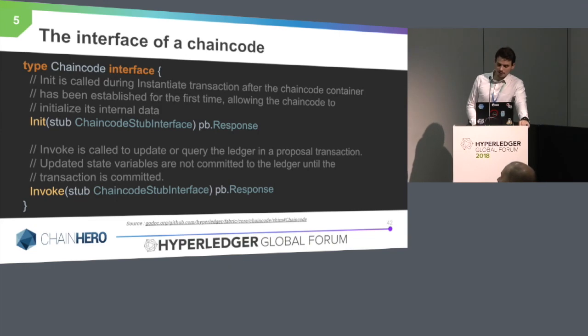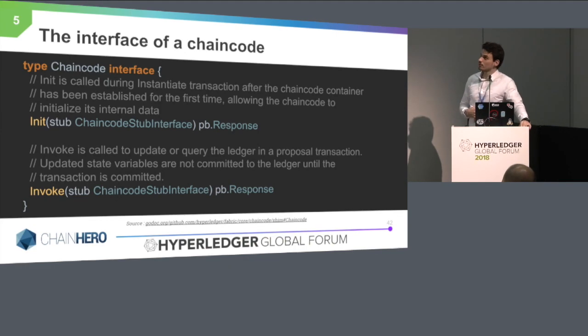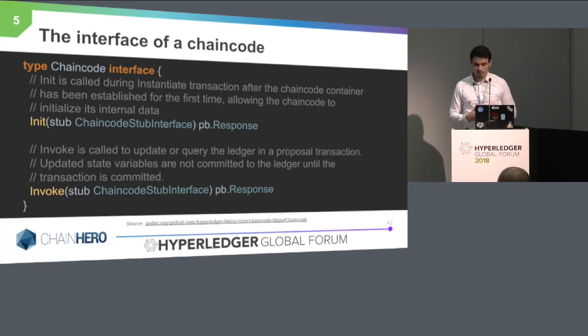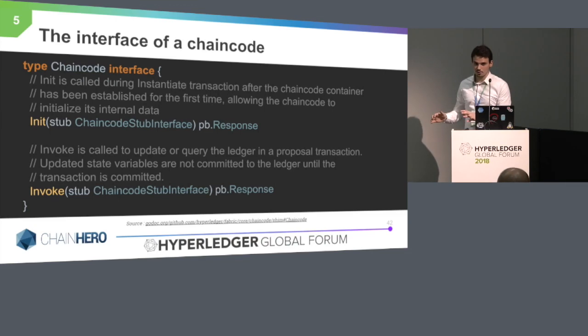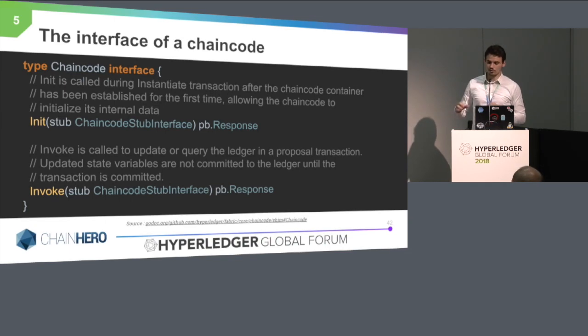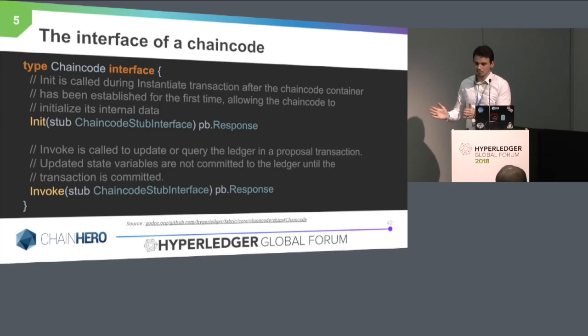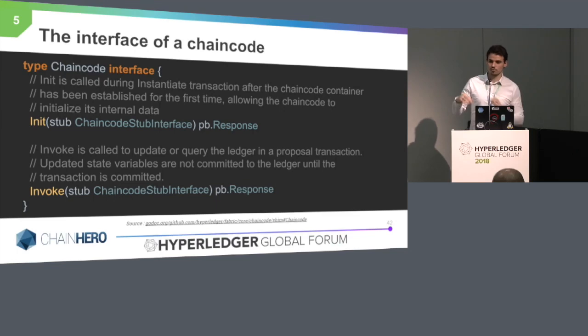You need to follow this interface for the chain code. There are two functions. The init function is called only once. When you deploy the chain code on the network, you first install the chain code on every peer, and then you ask the network to instantiate the chain code. So you tell the network that every peer needs to use this new chain code you provided. At this time, the init function is called.